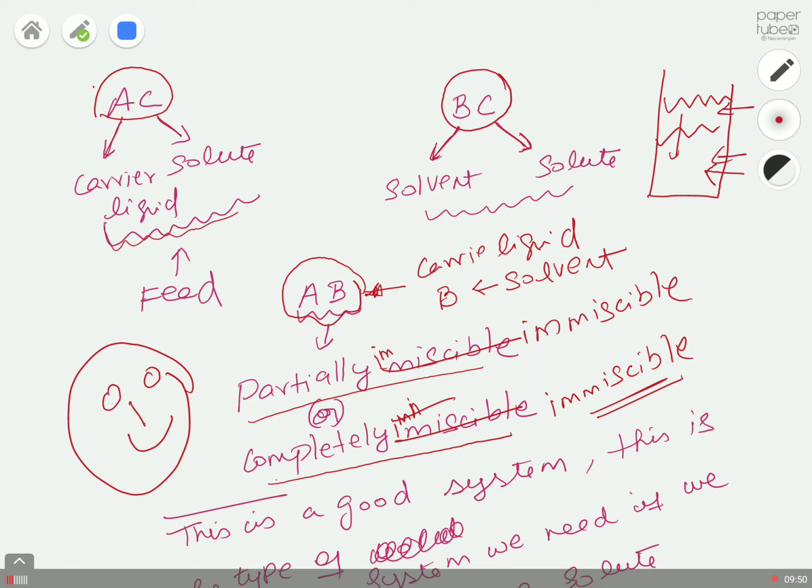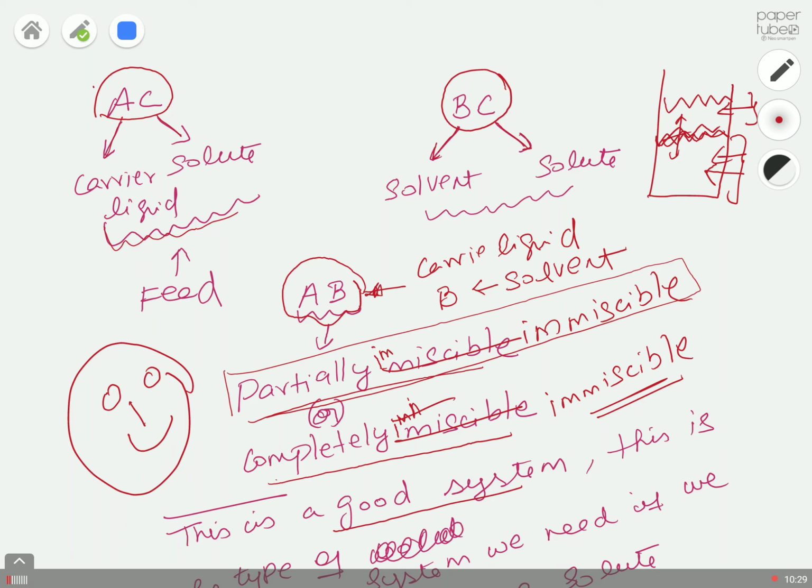If your carrier liquid and your solvent don't mix with each other, at the end of equilibrium they will separate. So you can easily separate this part and this part, which means you can easily separate your extract and your raffinate. This is an extremely good system, so that's why I highlighted it here. Keep a note on this one. If your solvent and your carrier liquid are not miscible, or we can call it immiscible, that's a very good system. But always remember, your solute must dissolve in your solvent.